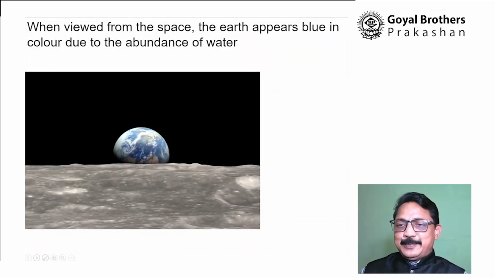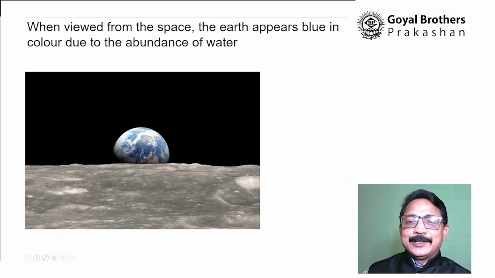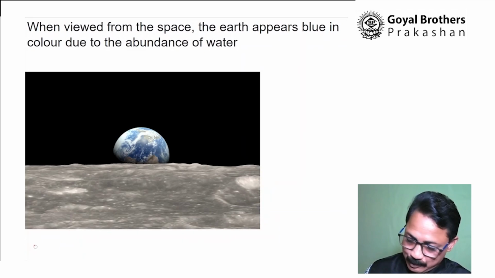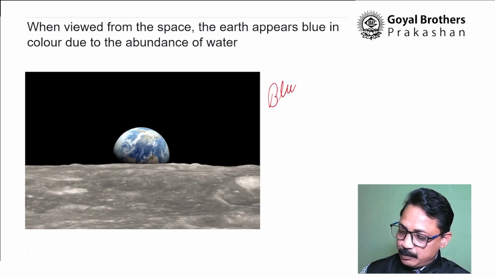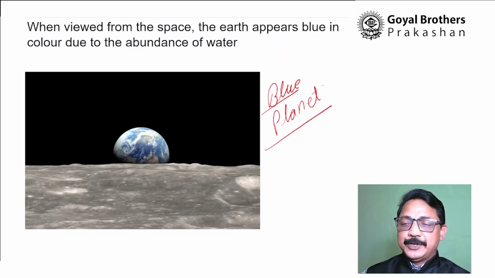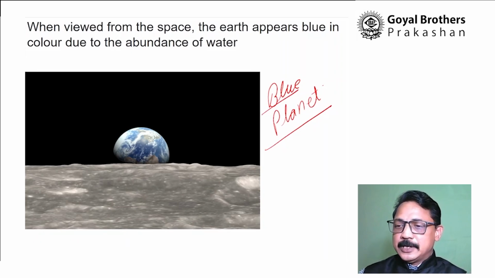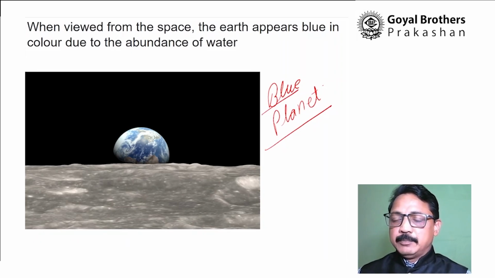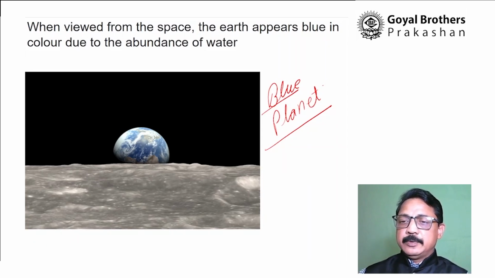Now, when viewed from space, our Earth appears bluish in color, and that is why we also call it the blue planet. We call our Earth the blue planet because it appears bluish in color, and the reason is that our Earth is surrounded by gases, of course, but 71% of our Earth is covered with water, and that's why our Earth appears blue in color.